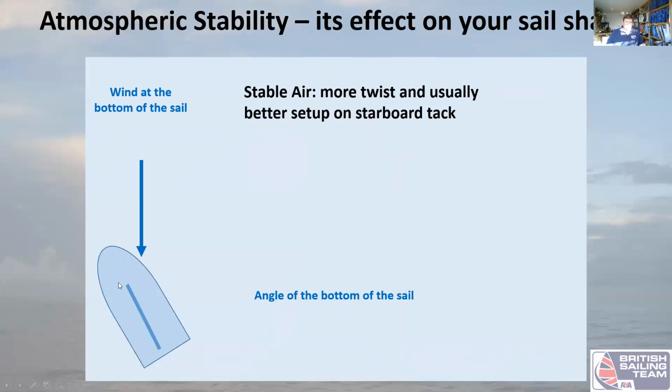So you'll trim the bottom of your sail, the boom, that way. Whereas the wind coming from the top of the sail will be significantly to the right, maybe 15 degrees to the right of that. So you'll have an awful lot of twist in your sail. That's great if you're on starboard tack.